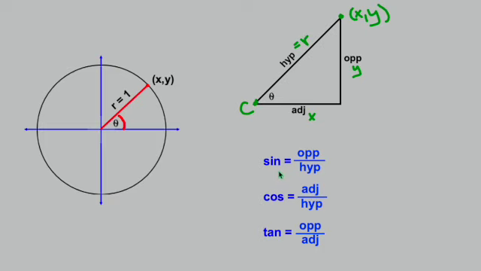So that means sine, I know we know it as opposite over hypotenuse, but in terms of a unit circle, it actually is going to change a little bit.